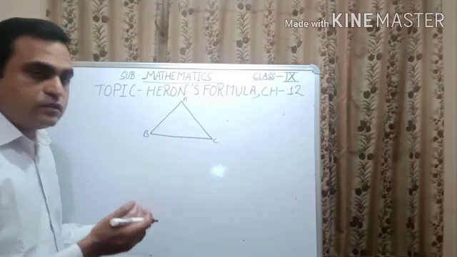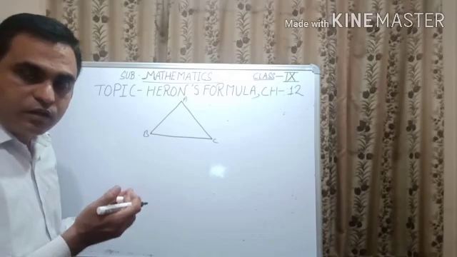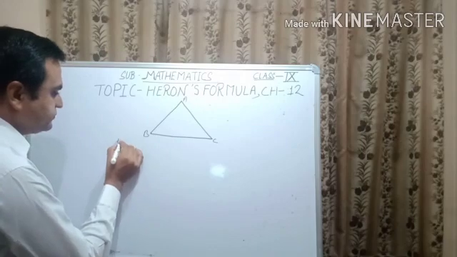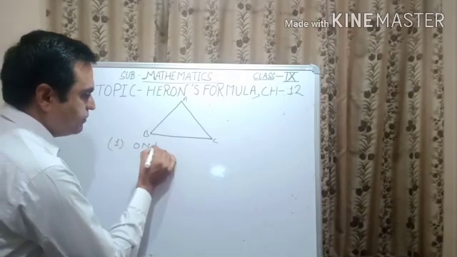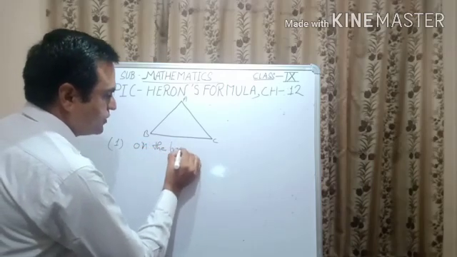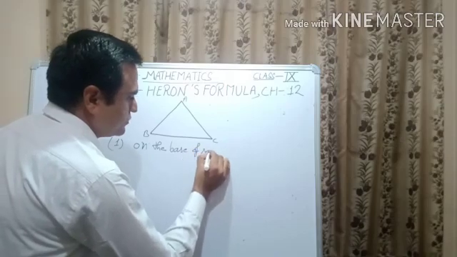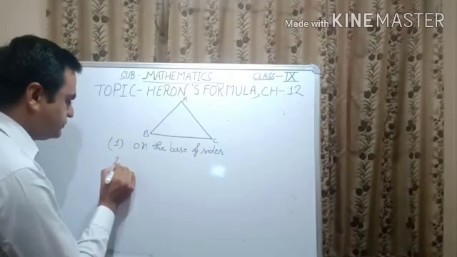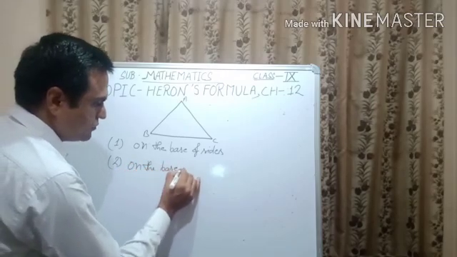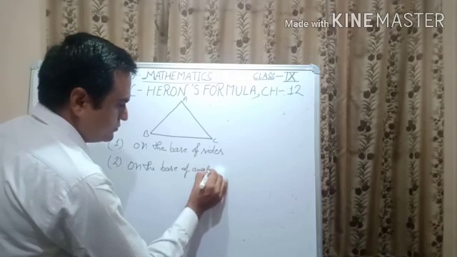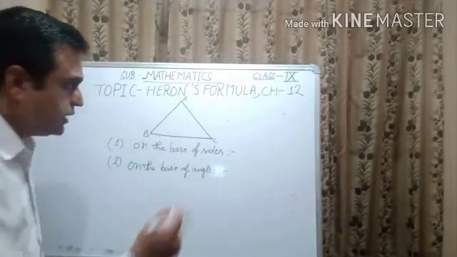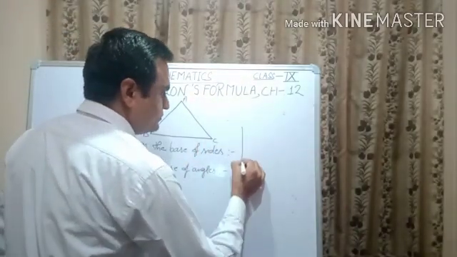Now there are types of triangle on which we can classify them. First, on the base of side. Second, on the base of angles. On the base of side, triangle is of 3 types. I am writing here.